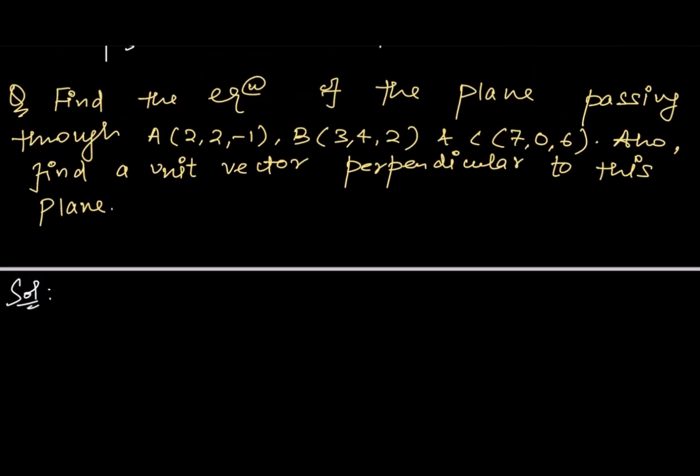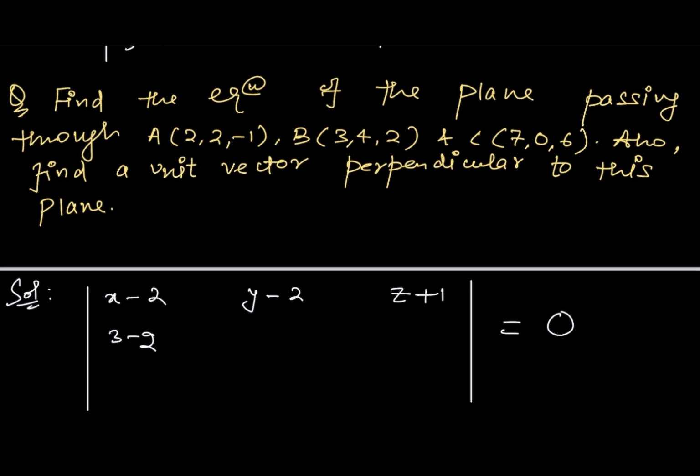So here are three points. We have to find the equation, and using the Cartesian form we can get the equation in a very simple way, that is the determinant of x minus x1, y minus y1, z minus z1, with signs plus minus plus, and the right-hand side is 0; x2 minus x1, y2 minus y1, z2 minus z1; x3 minus x1, y3 minus y1 and z3 minus z1.